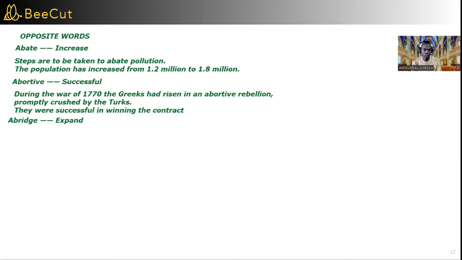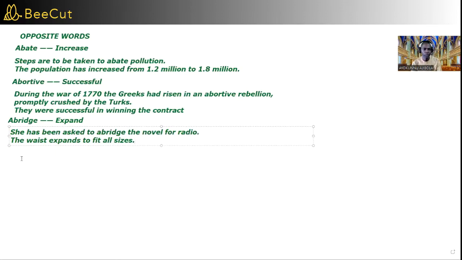Then to use expand, the waist expands to fit all sizes. Maybe the waist of a particular cloth is elastic, that expands to fit all sizes. So it's for the heaviest. She has been asked to abridge the novel for radio, and the waist expands to fit all sizes. These are examples of sentences using the words abridge and expand.